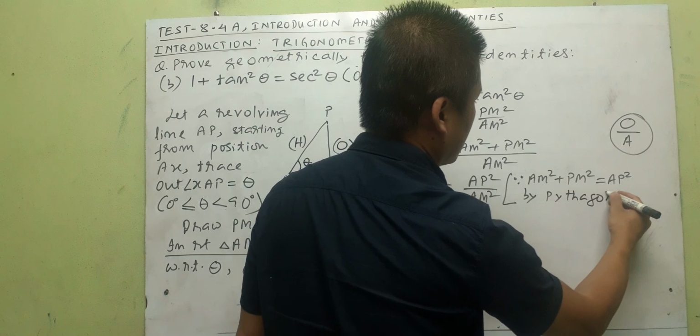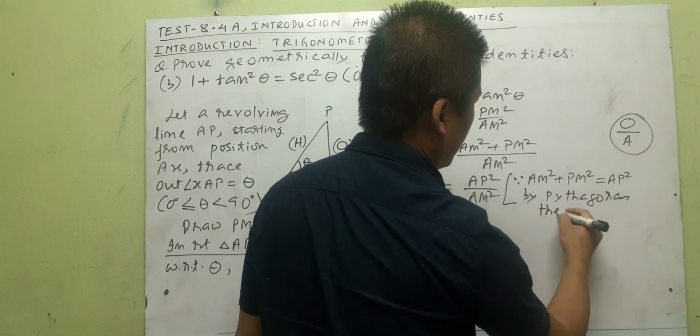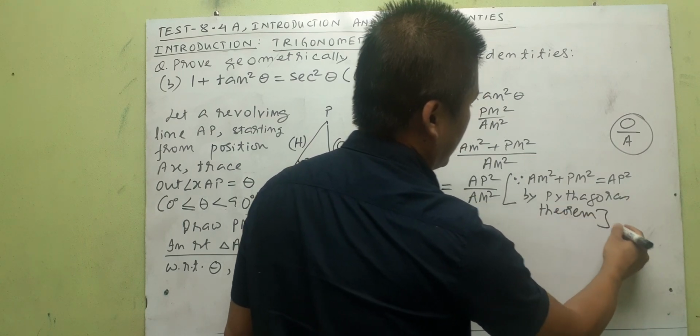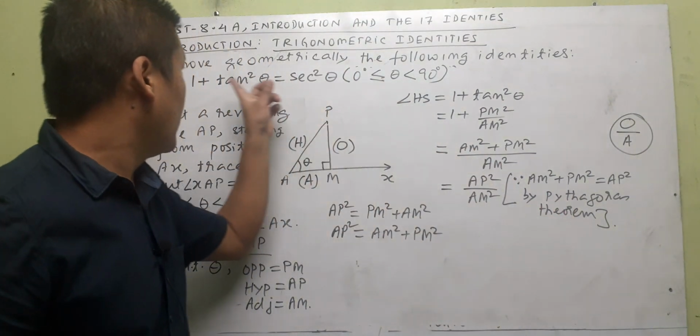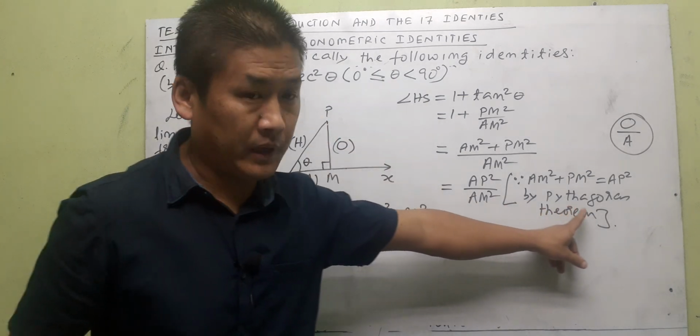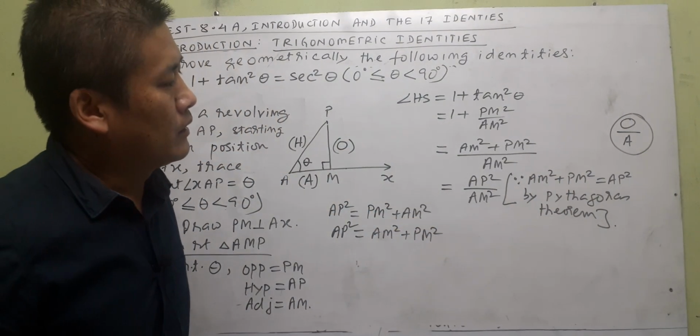By Pythagoras theorem. I think in the first proving we forgot to write by Pythagoras. You have to write that, okay? In the solving of A, also you write by Pythagoras theorem. That is important.